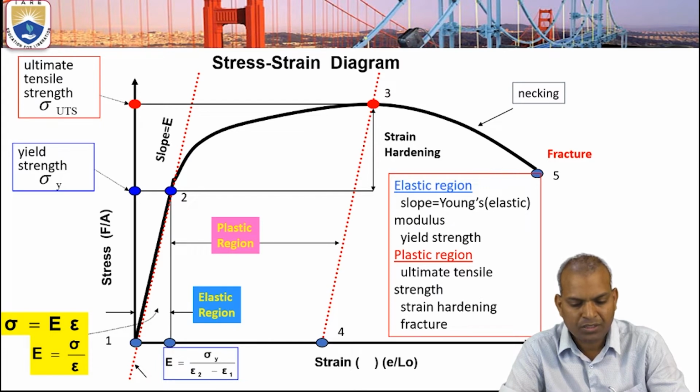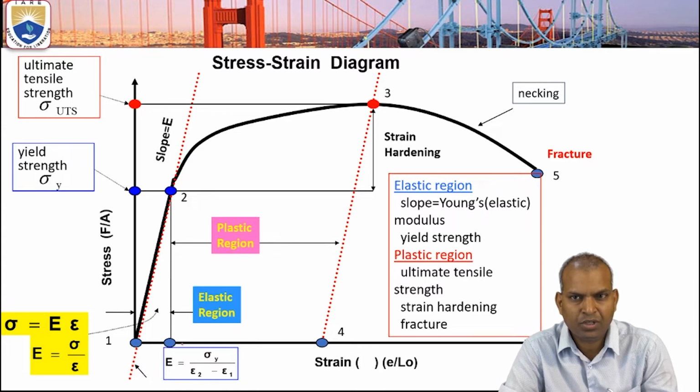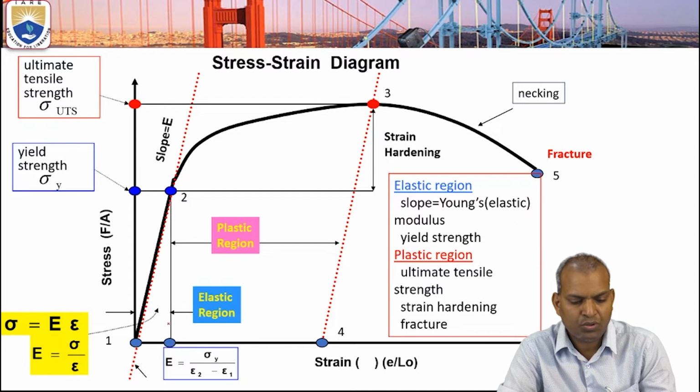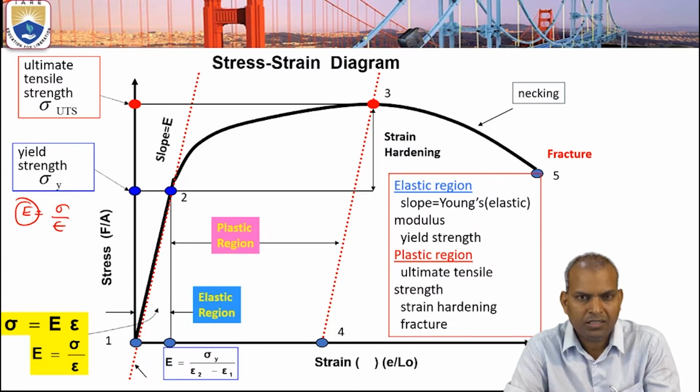That point 5 is the fracture stress. And here there is a slope. If we observe, the slope gives the modulus of elasticity. Slope equals stress by strain. That slope indicates the modulus of elasticity or Young's modulus. So sigma is proportional to strain, sigma equals E times epsilon, that is, E equals stress by strain, sigma by epsilon.